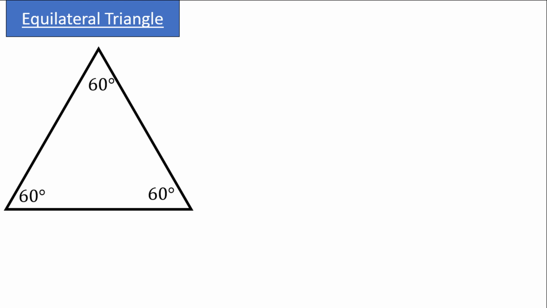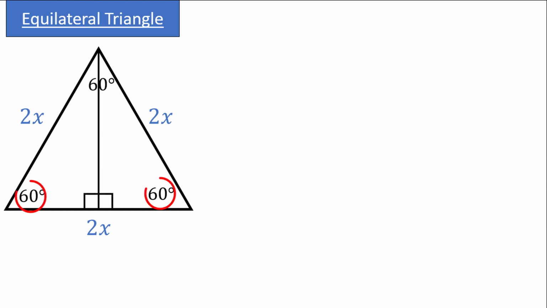Note that if all of the angles are equal in a triangle, all of the side lengths are also equal. Let's label each of these side lengths as 2x. The reason we label these sides as 2x is because the next step is to split the triangle in half, right down the middle. This will create two smaller right triangles.